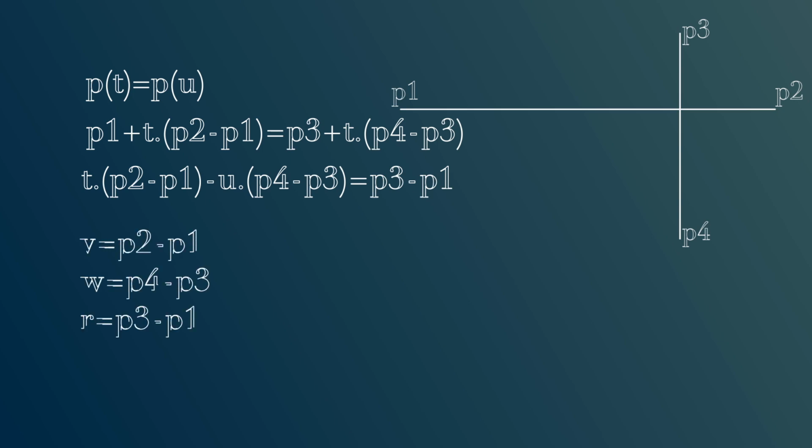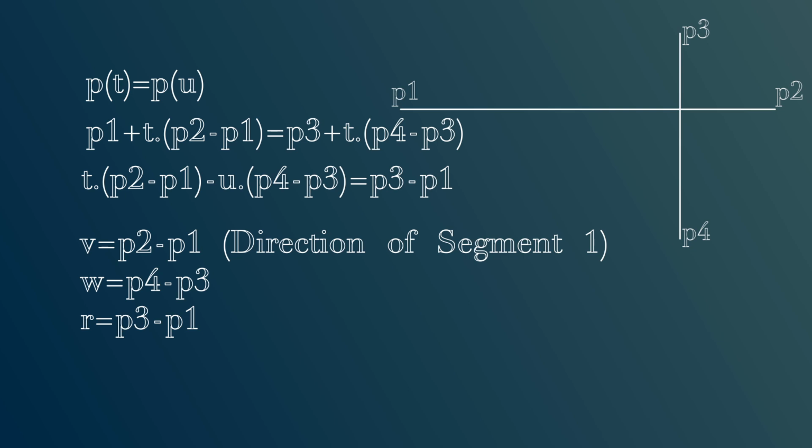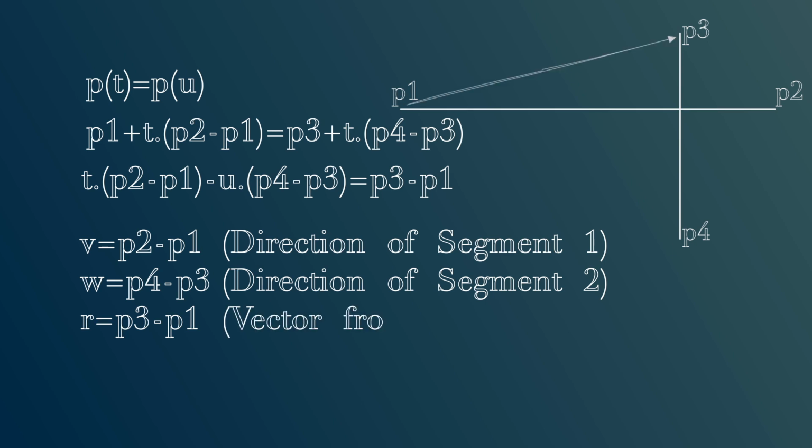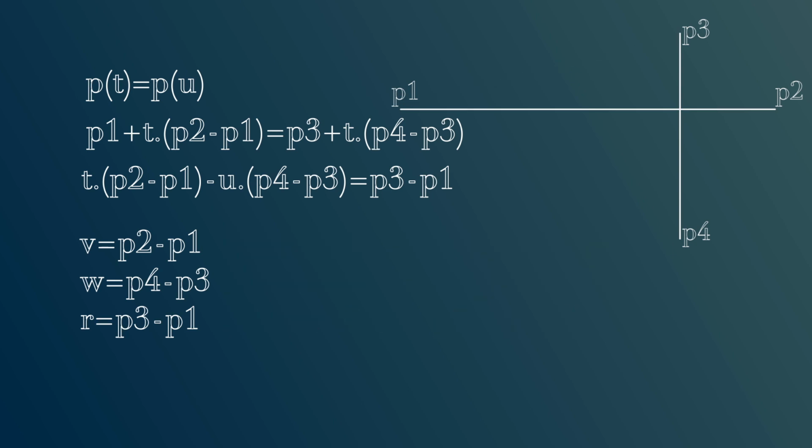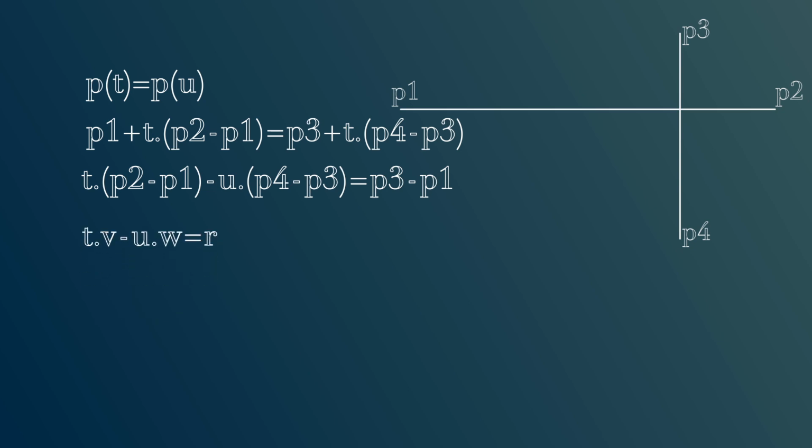To make this cleaner, let's give the direction vectors and the offset vector short names. Let v equals P2 minus P1, the direction of segment 1. Let w equals P4 minus P3, the direction of segment 2. Let r equals P3 minus P1, the vector from P1 to P3. The equation simplifies dramatically. t·v minus u·w equals r. This is a system of two scalar equations, one for the x components and one for the y components.